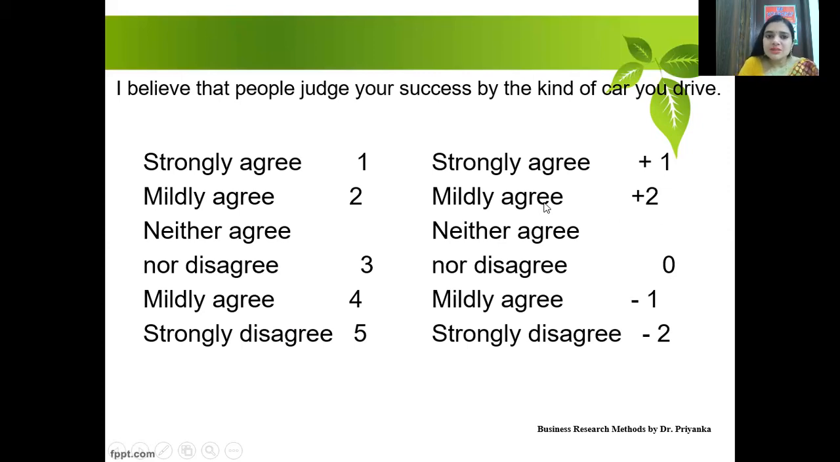So this is even called a Stapel scale. You can say that we are actually pointing out that particular scale, and this question would be coded in the form of a Stapel scale, right? Either this would be 5, 4, 3, 2, 1, or +2, +1, 0, -1 and -2. That can be done.